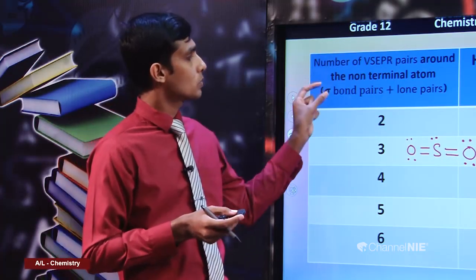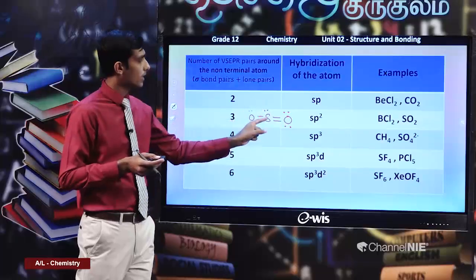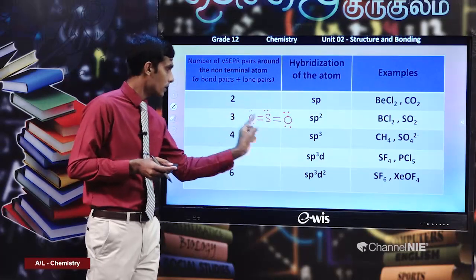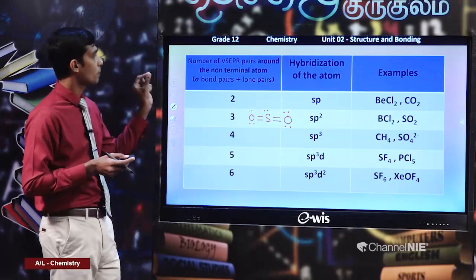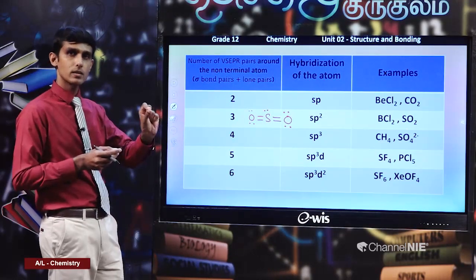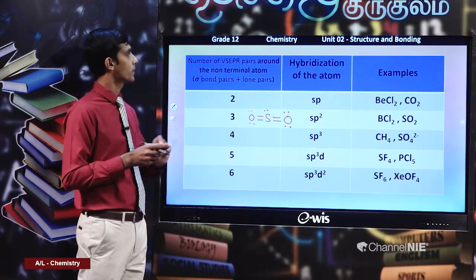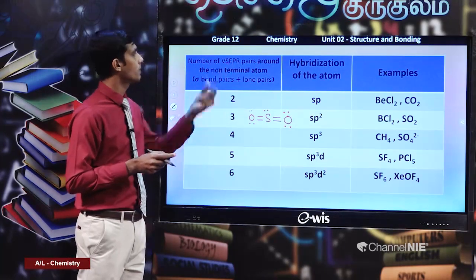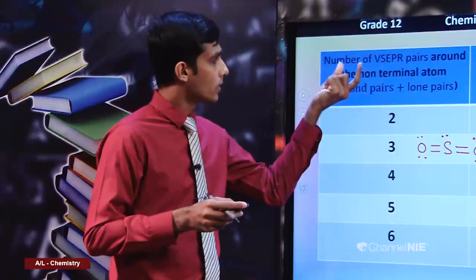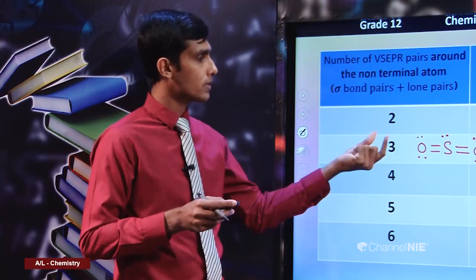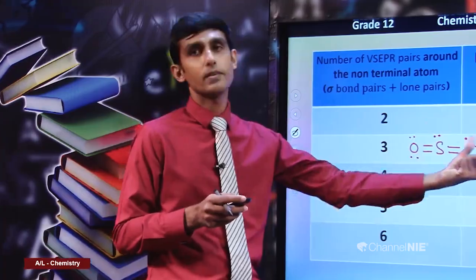So when it comes to non-terminal atoms, let's say the central atom, around that if you can find the number of sigma bond pairs and lone pairs, altogether we call them VSEPR pairs. According to the number of VSEPR pairs around that atom, we can straight away get the hybridization.